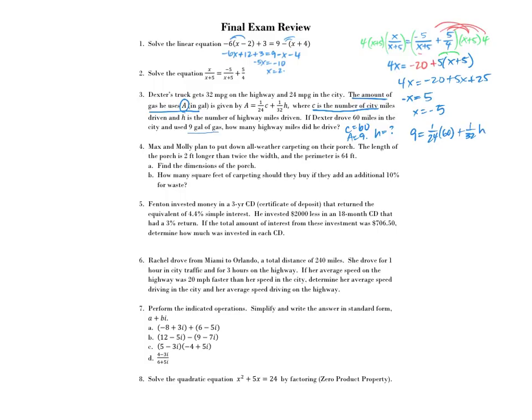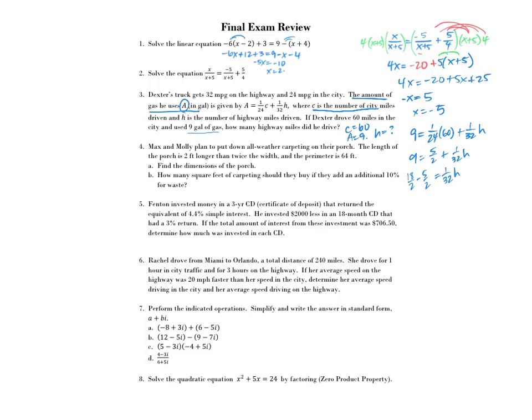So 9 is equal to 1/24 times 60 plus 1 over 32H. So I notice that 60 over 24 simplifies to 5/2. And then I can subtract 5/2 from both sides. So how many halves is 9? 9 is 18 halves minus 5/2 is equal to 1 over 32H.